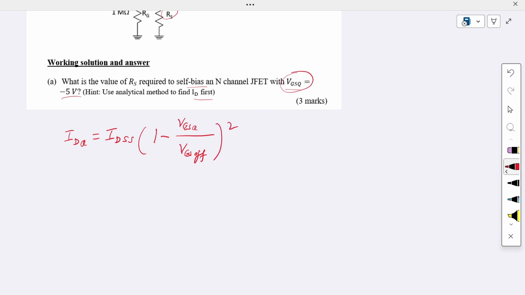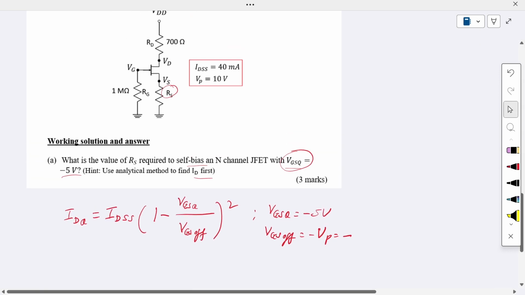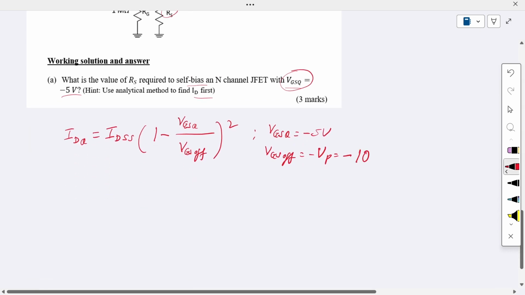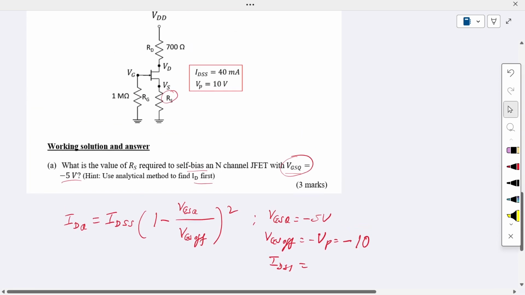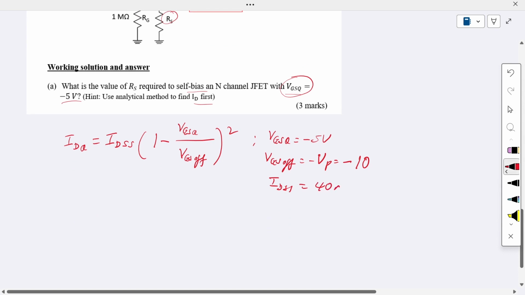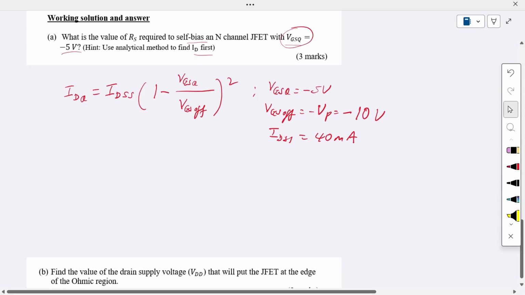So given to us, we know VGSQ is equal to minus 5 volt, and VGS off is equal to minus Vp. So Vp is equal to 10. IDSS also given in our question is equal to 40 milliampere. So we're going to substitute all these three values into this equation to find what is the IDQ.